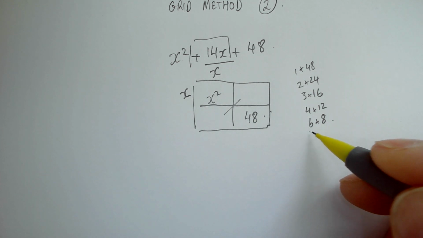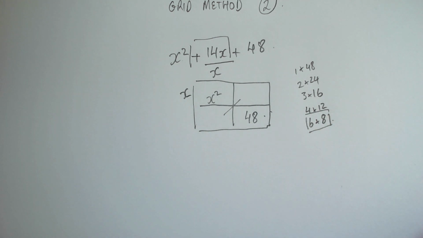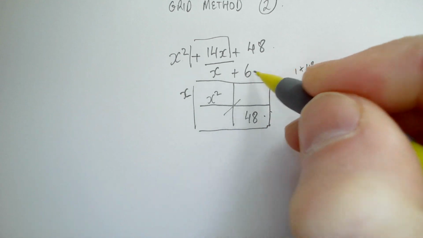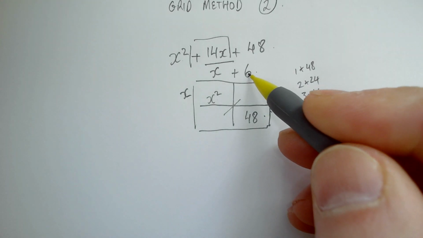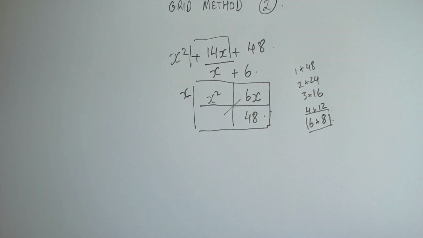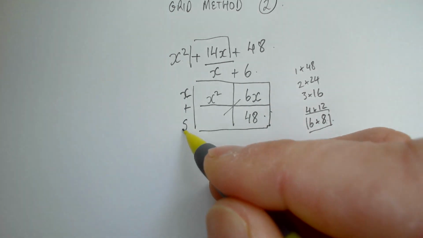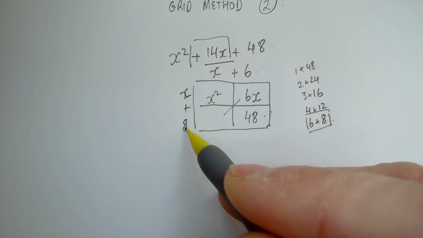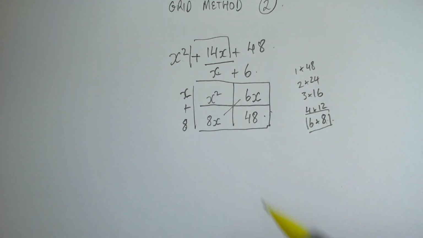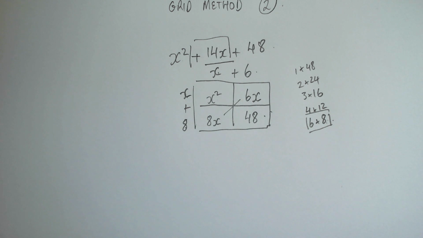When I look at 6 times 8, I know that 6 and 8 will give me 14. So I think they're probably the factors I want to work with. So let's bring plus 6 over here. And now I can say that 6 times x will give me 6x. And our other factor is 8, so I'm going to put plus 8 here, and 8 times x is 8x. And then the sum of 8x and 6x is, of course, 14x.